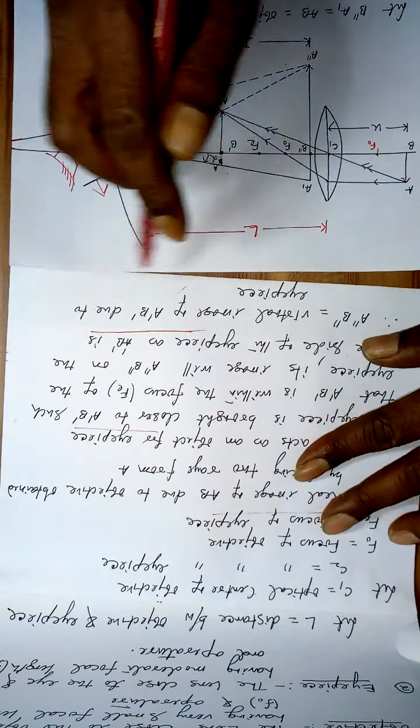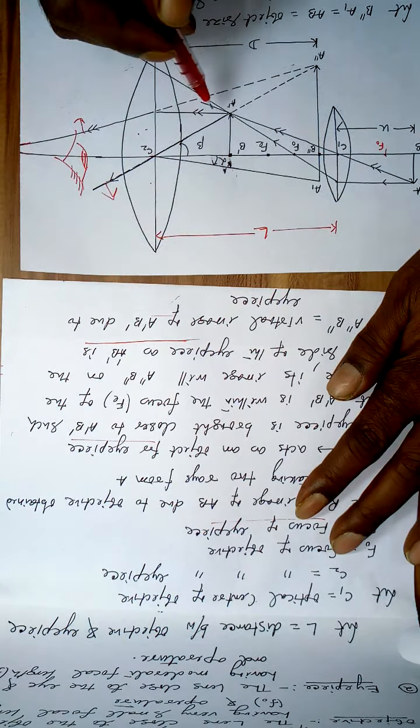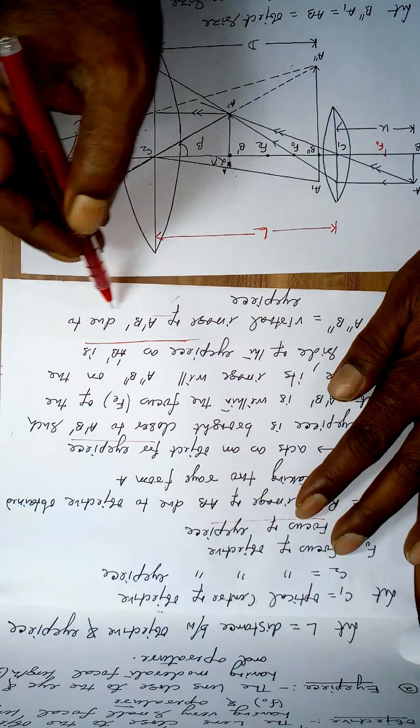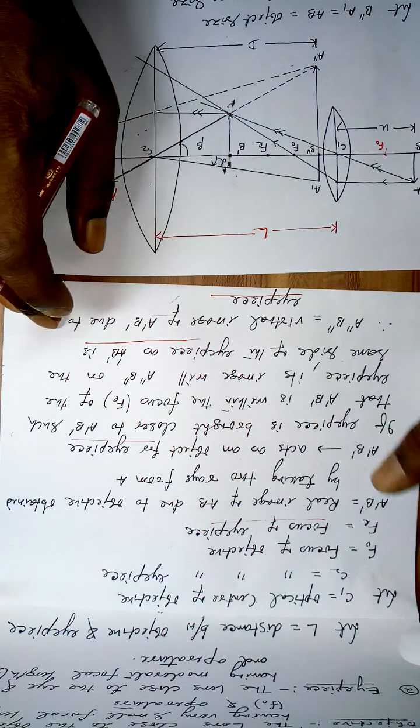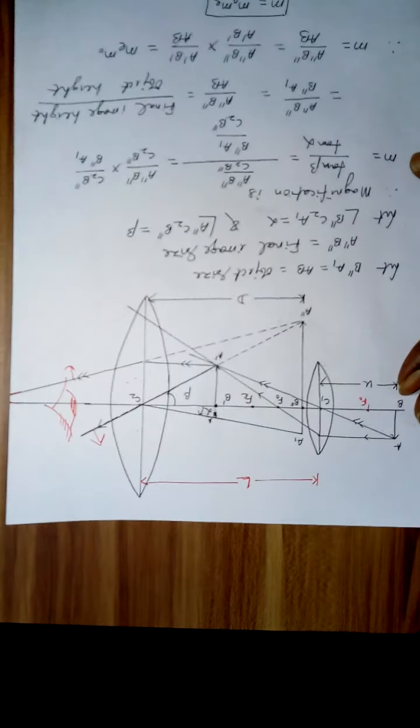Therefore, A double dash B double dash is the virtual image of A dash B dash due to the eyepiece. Now the calculation part of it.